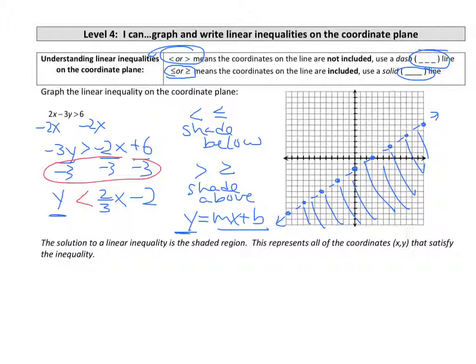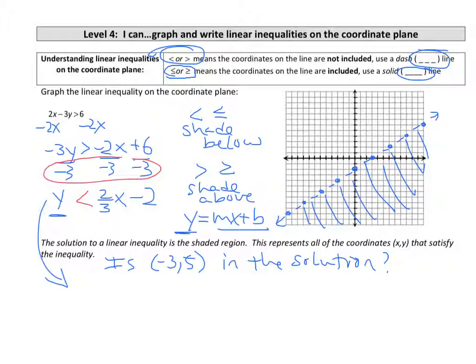Sometimes you might be asked to test a point to determine if it's in the solution. So let's say, for example, we were testing the point negative 3, 5. And we want to know, is negative 3, 5 in the solution to this inequality? What you would do is plug those numbers into your inequality and see if it's true. So I'm going to take this inequality down here. I'm going to replace x with negative 3 and y with 5, and I see if this inequality is true.